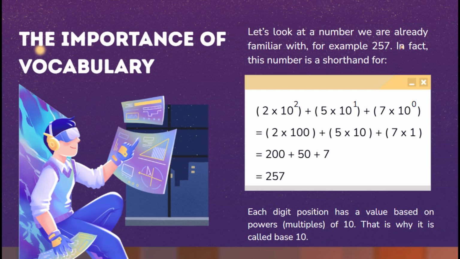2 times 10 to the power of 2 plus 5 times 10 to the power of 1 plus 7 times 10 to the power of 0 equals 2 times 100 plus 5 times 10 plus 7 times 1 equals 200 plus 50 plus 7 equals 257. Each digit position has a value based on the powers or multiples of 10. That is why it is called base 10.